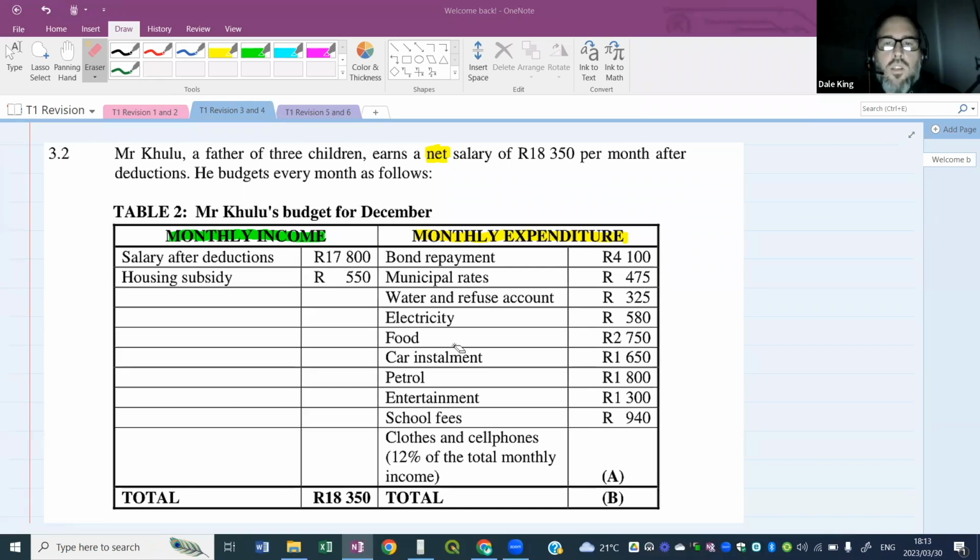We've got food that he's budgeted for, a car installment. All right, what is this car installment? Can anyone tell me what is car installment? Put it in chat there if you know what a car installment is. I'm going to move on to petrol. Obviously, if he's got a car, he's going to need petrol for the car. All right.